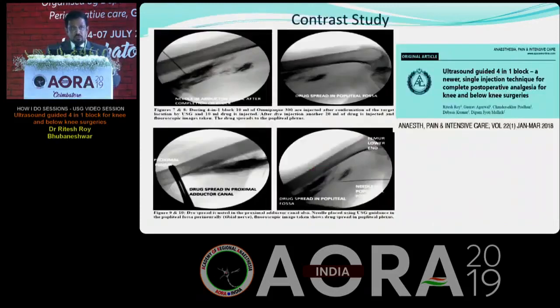The first case which we did was a contrast study, because obviously we cannot do a dye study. We have a problem with the cadaveric. So we found at that place, after injecting the drug, the drug spread proximally up to almost the beginning of the adductor canal and distally into the popliteal fossa.